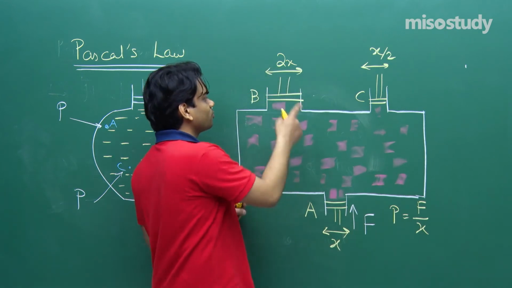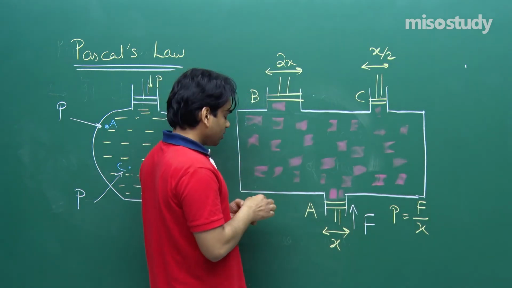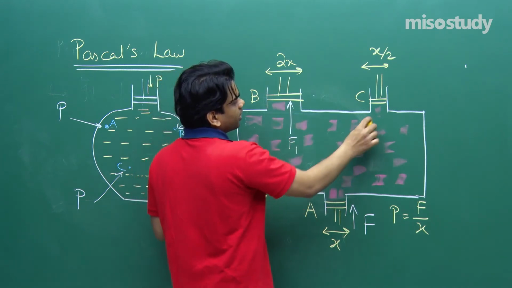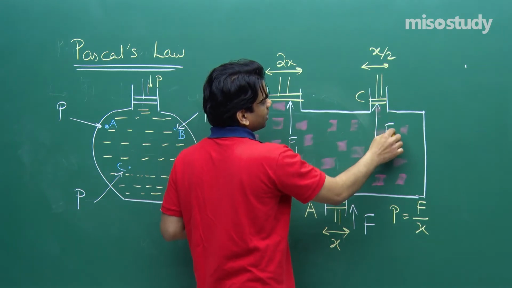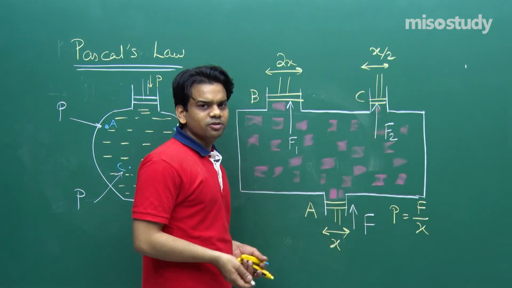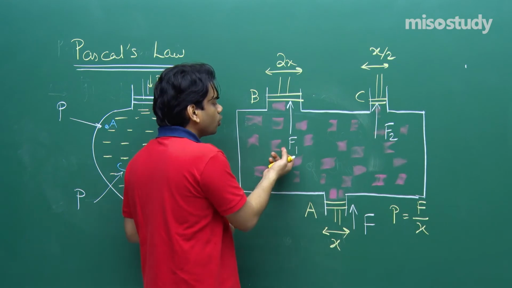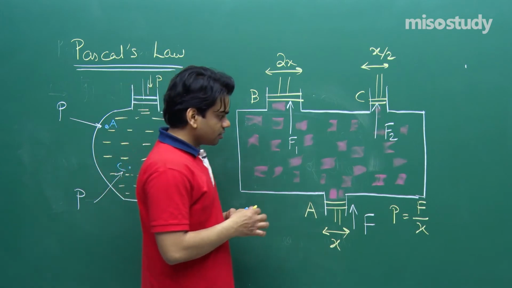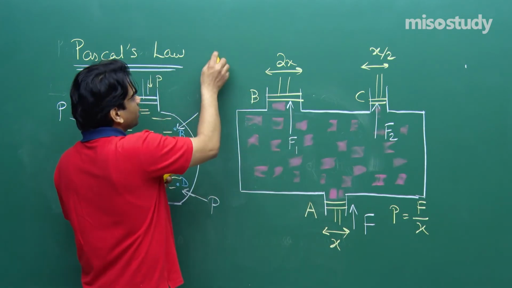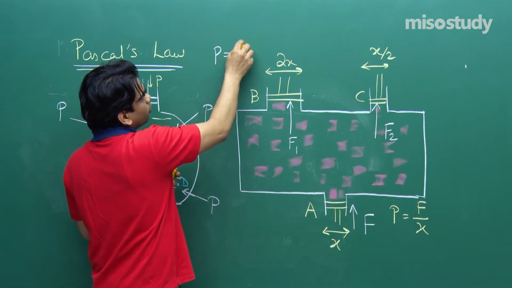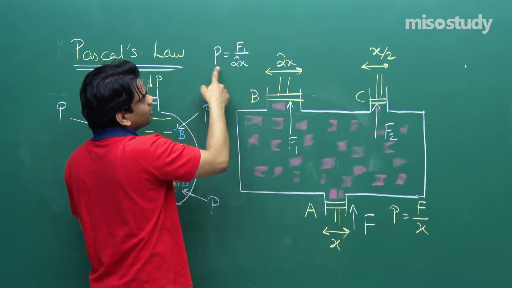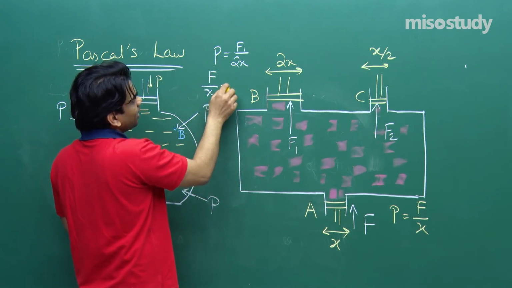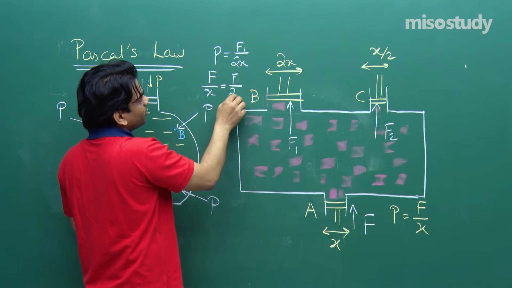The same change should be observed here. So let us say the force experienced at this point is F1 and the force experienced at this point is F2. Pressure change will be the same. So let's say it's F1. Pressure at this piston will be P equals F1 by 2x. Pressure change will be the same, it will be F by x. So I'm writing this F by x and this F1 by 2x.